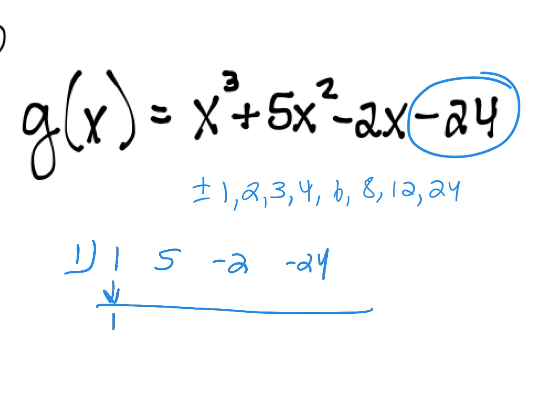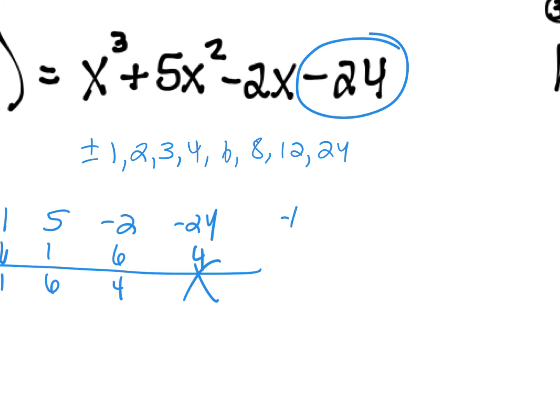All right, bring down the 1. 1 times 1 is 1. 5 plus 1 is 6. 6 times 1 is 6. -2 and 6 is 4. 4 times 1 is 4. Is this going to give me 0? Okay, so just go to the next one.